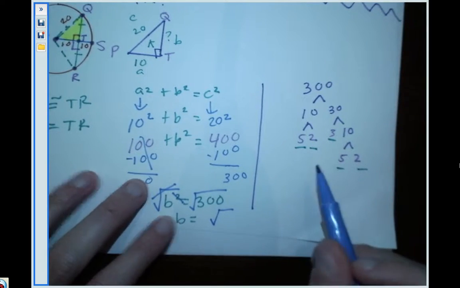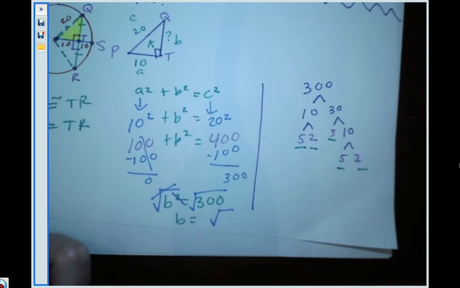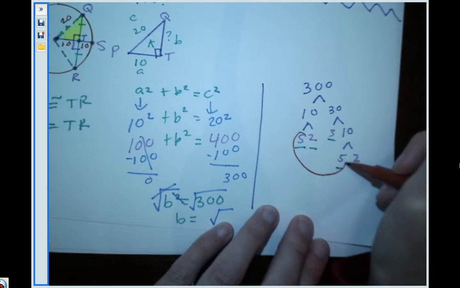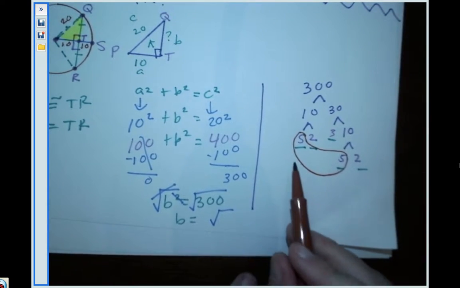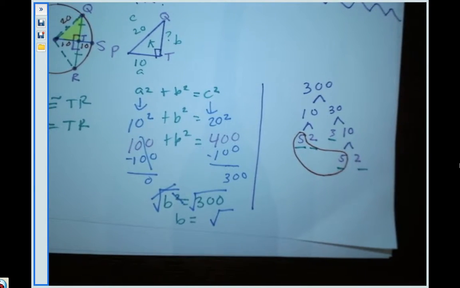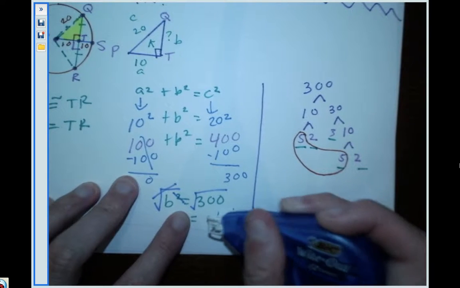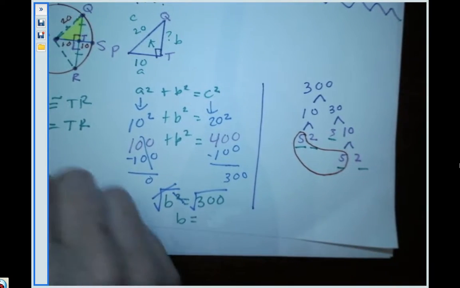Oh man, I see some too. I see a pair of 5s, so I'm going to circle those right here. For each pair, one will hop outside of my square root, which I didn't plan ahead. I did not leave enough room, so I need to redo this. Sorry guys, let me leave some more space.